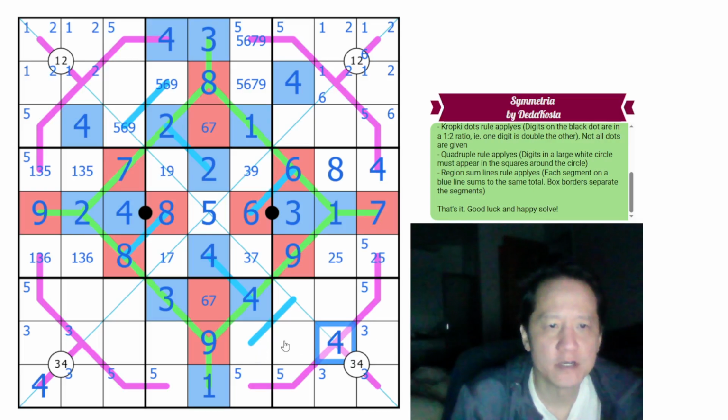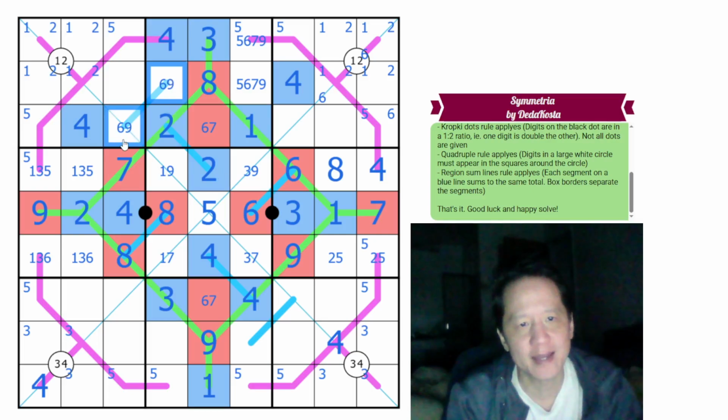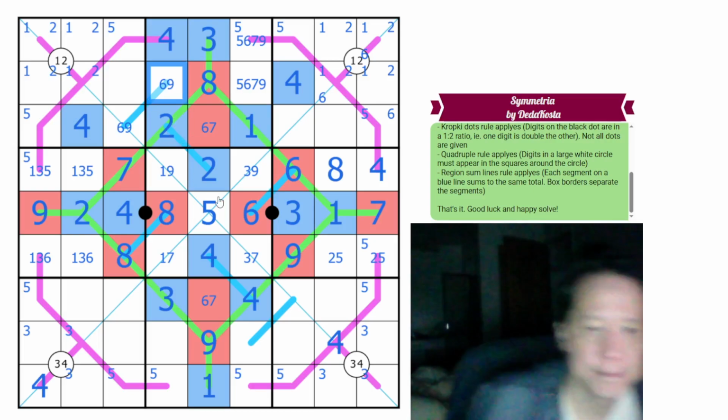What else do we know? We know 5 cannot be here because of the diagonal, so therefore this can't be 5. This has to be 6 or 9.